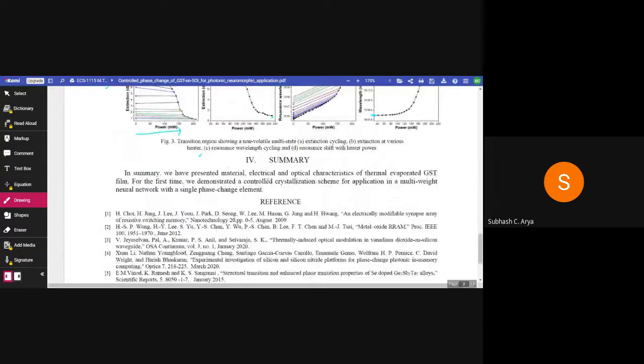In summary, we have presented material, electrical, and optical characteristics of thermally evaporated GST film. For the first time, we demonstrated controlled crystallization schemes for application in a multi-weight neural network with a single phase change element.